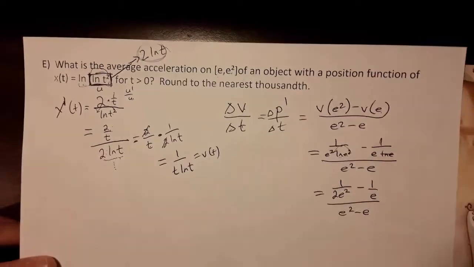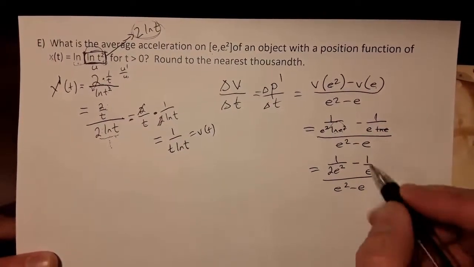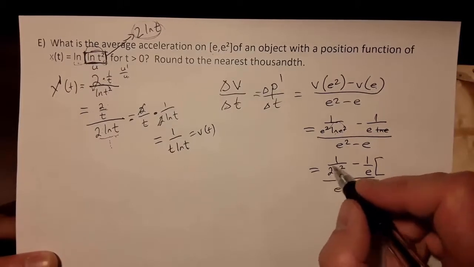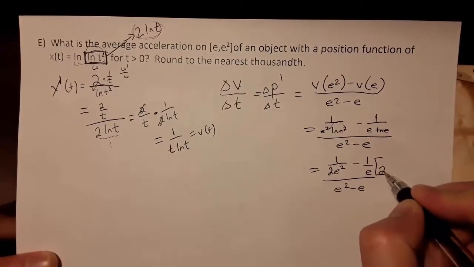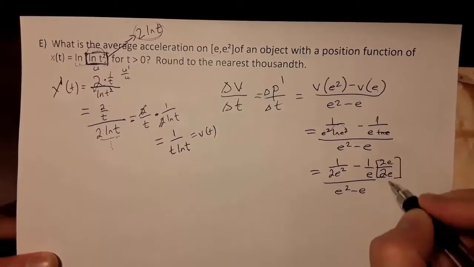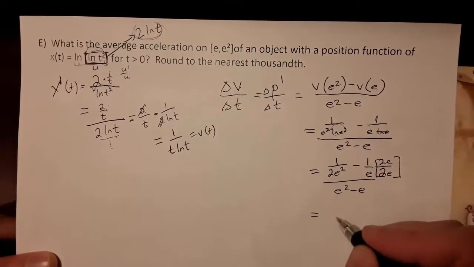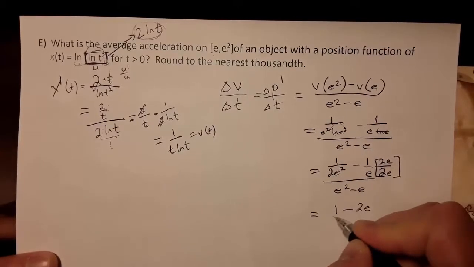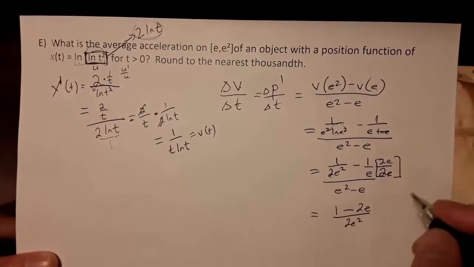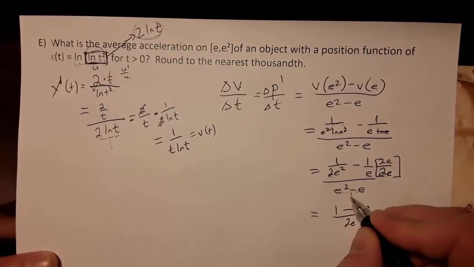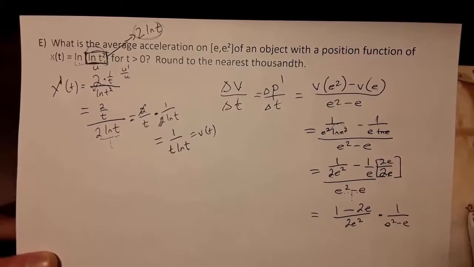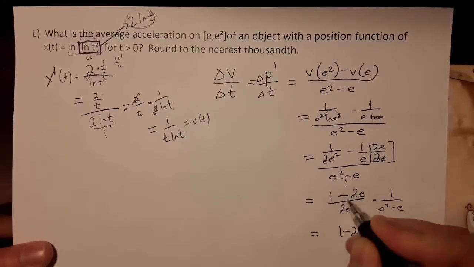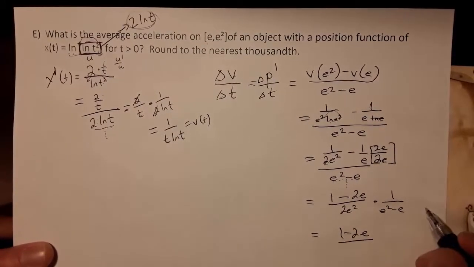I'm really just doing algebra at this point. I got a kind of a complex fraction here. I'm going to get a common denominator up here. So my common denominator is going to be 2e squared, which means this denominator needs a 2 and another e. So I'm going to put that in on the top and on the bottom. So now my new numerator is 1 minus 2e over the common denominator 2e squared. And I'm going to multiply that by the reciprocal down here, which is 1 over e squared minus e. So I've got 1 minus 2e up top when I multiply across the top.